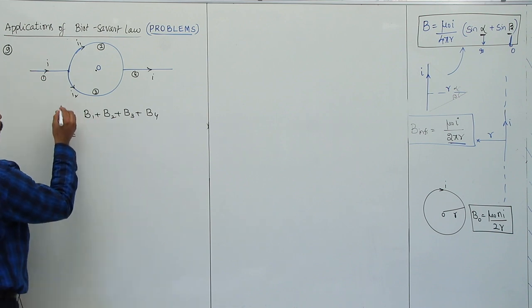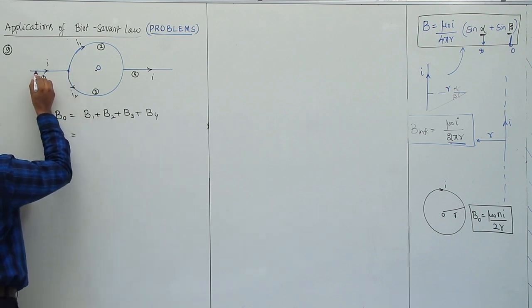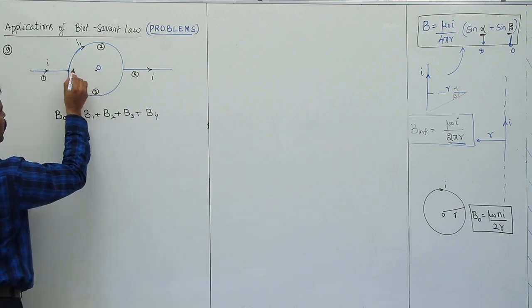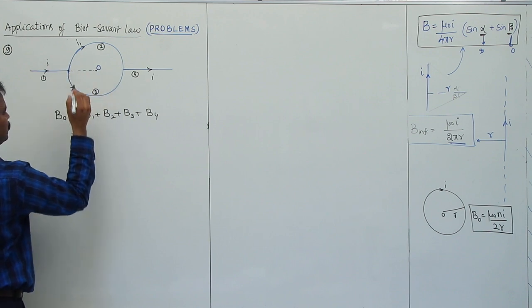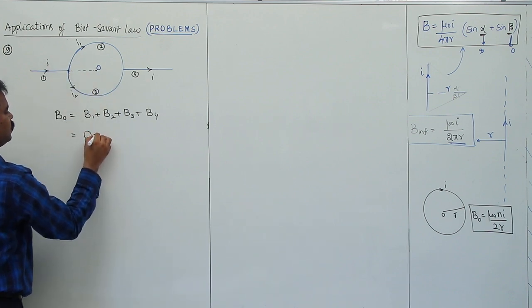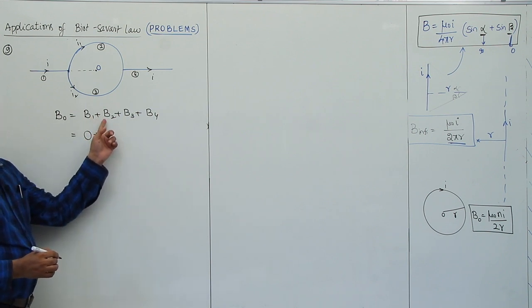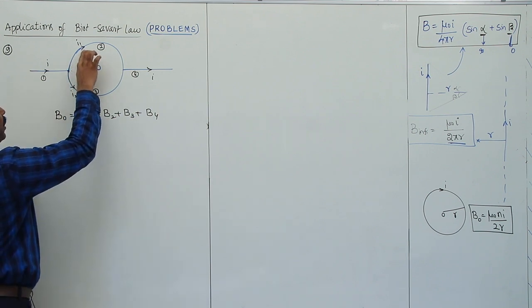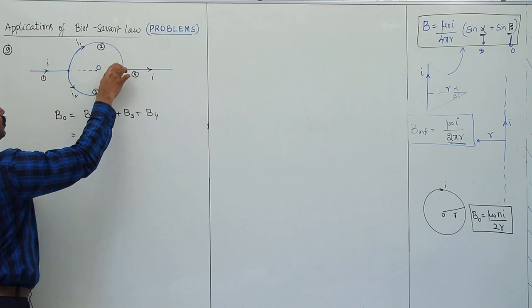Now what is B1? B1 is the magnetic field due to this straight wire at this point. As this point lies on the axis, we know that the magnetic field is 0. So what is the magnetic field due to this one, B2? Here B2 is the magnetic field due to the current that is flowing through this one.